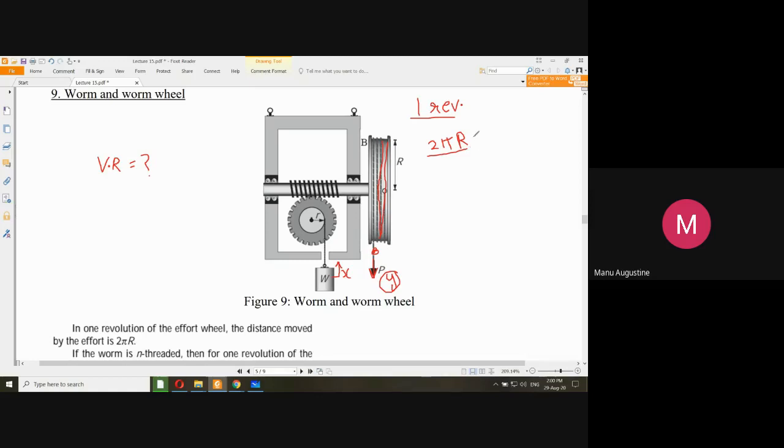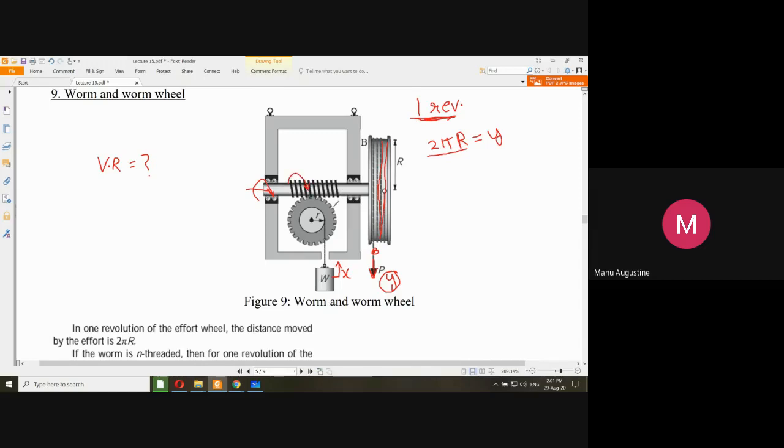So can I say that this 2 pi r is nothing but my y? I am pulling down from here and 2 pi r of rope has come down. So y is equal to 2 pi r when I make one revolution of the wheel. Now in one rotation of this wheel, this shaft will also undergo one rotation. And since the worm is carved out on this shaft itself, the worm will also undergo one rotation or one revolution.